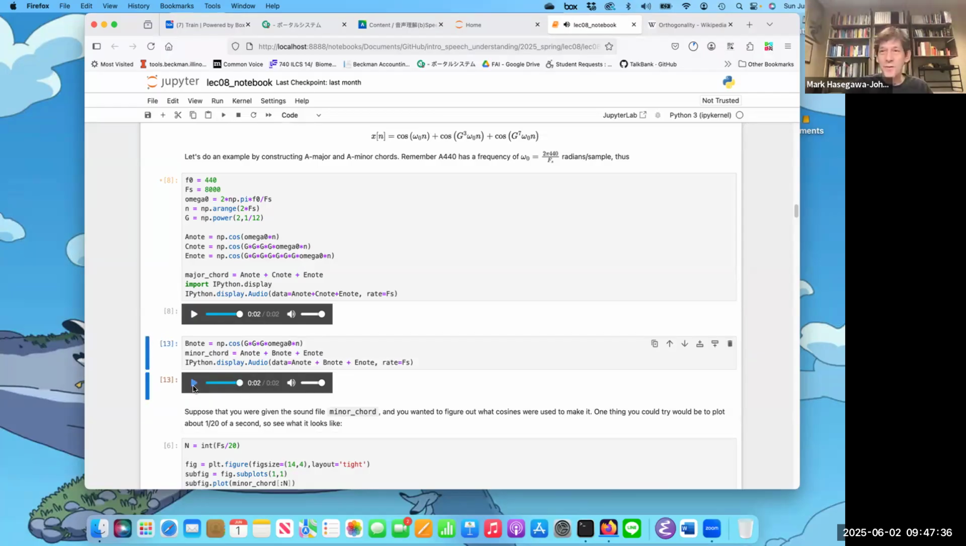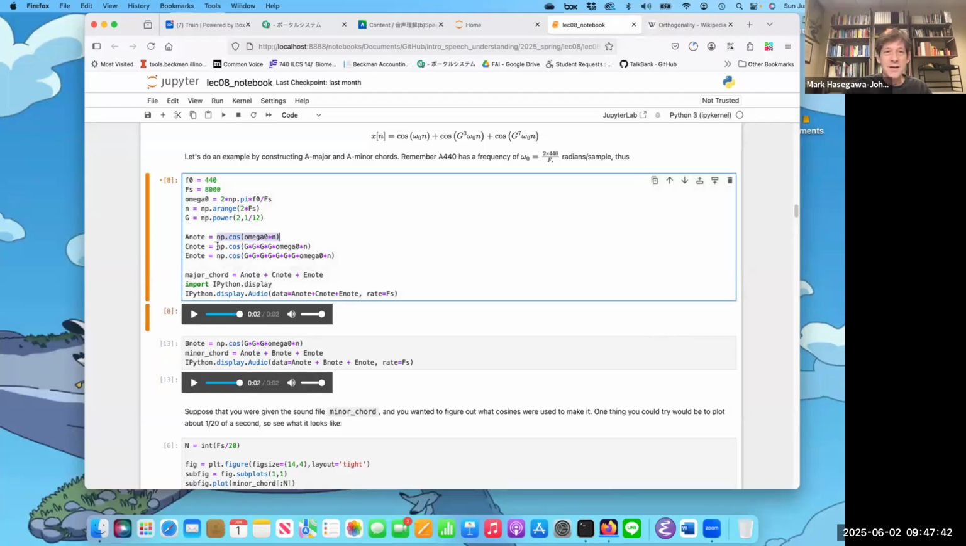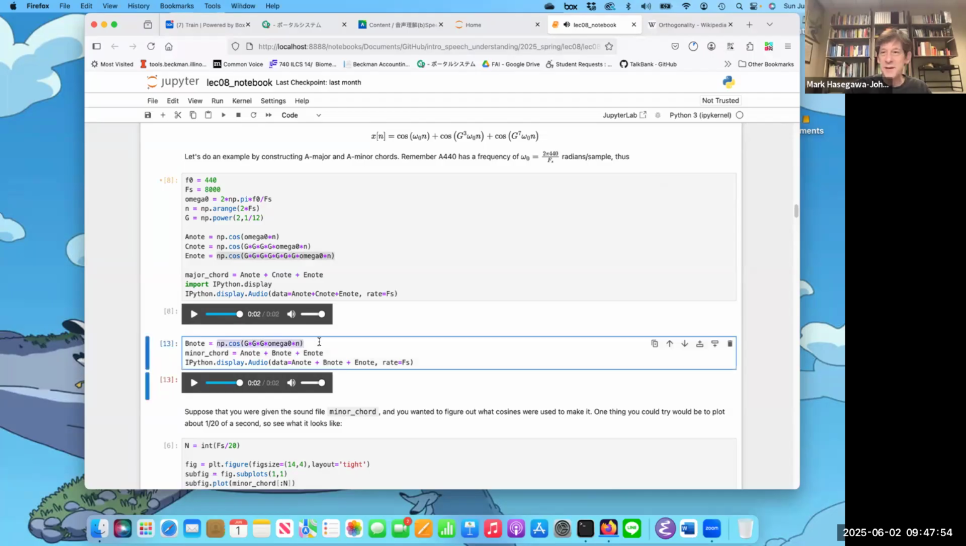So you can hear that the chord that we get depends on exactly which notes are added together. We have a cosine at 440 hertz, a cosine that's up 4 half steps, and a cosine that's up 7 half steps. And when we play those, we get a major chord. But if instead of the one that's up 4 half steps, we substitute a cosine that's up 3 half steps, we get a minor chord instead.